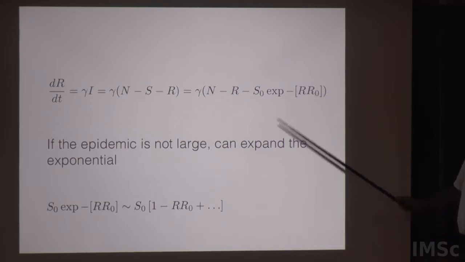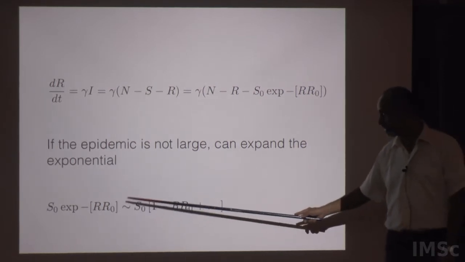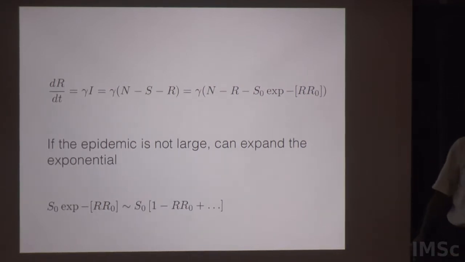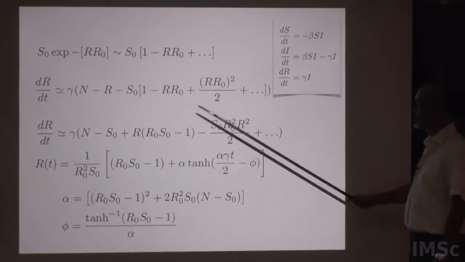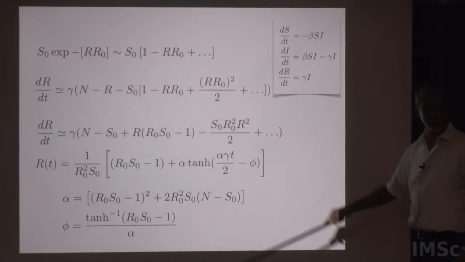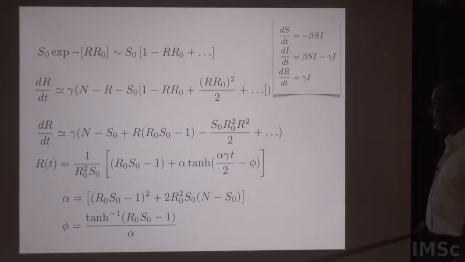If the epidemic is not too large, you can expand this particular term that sits here. So, S0 e to the power minus R by R0 is written as S0 into (1 minus R by R0 plus other terms that appear). If I do that, I am expanding this equation here, then dR/dt came from my previous equation, which came from here in this form. Expand it out here, collect terms.